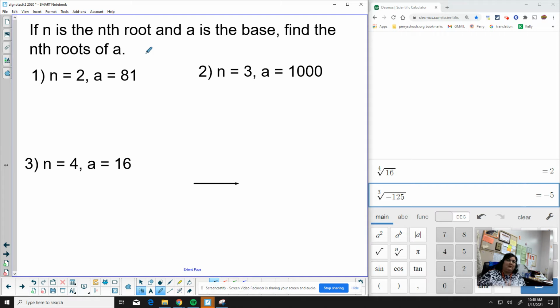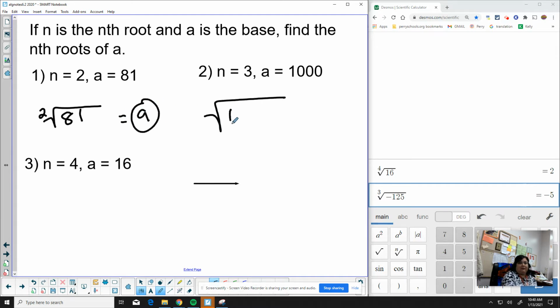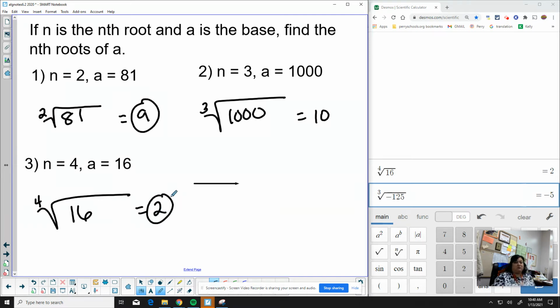All right, so if n is the index and a is the base, find the nth root of a. This time we have to do it ourselves. The base a goes under the radical sign, and the n is the index, so we put it right here. So the square root of 81 is 9. If we put 1,000 under the radical symbol and a 3 here, I see 3 zeros, so I know this is 10. And if I put a 16 under and a 4 here, that'd be 2, because 2 times 2 times 2 times 2 is 16.